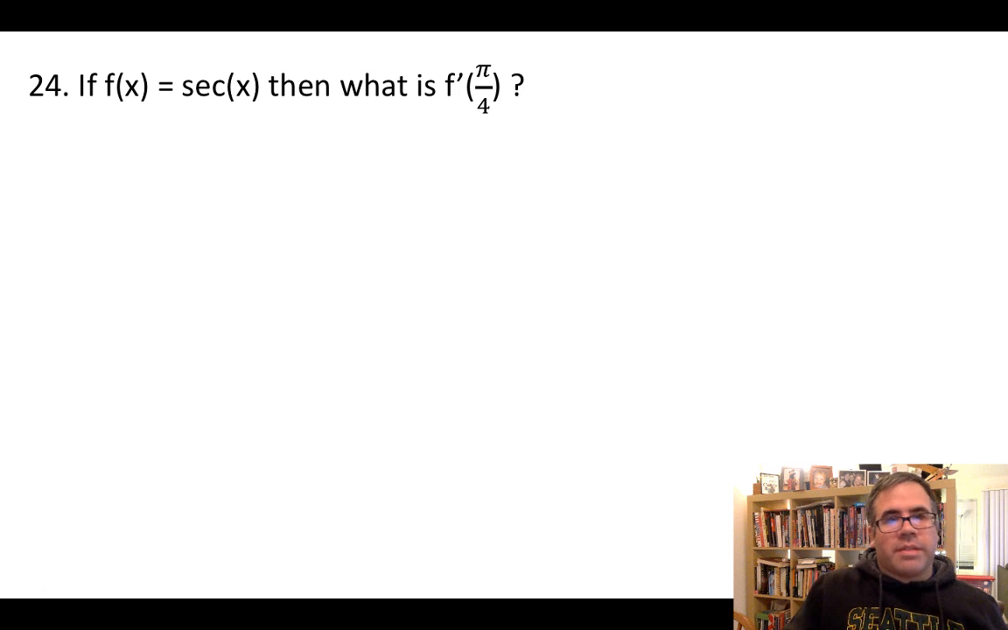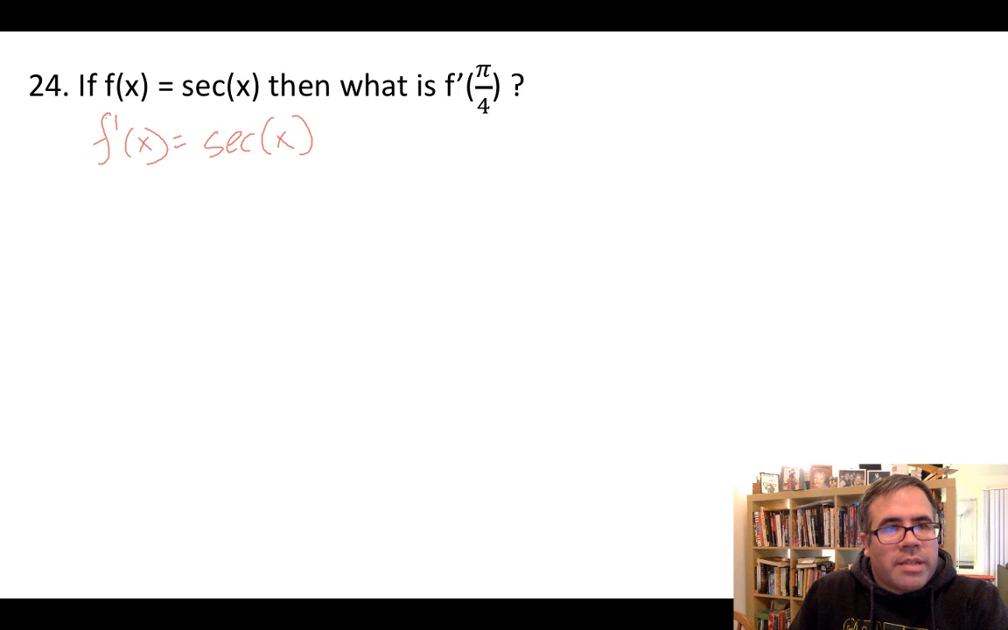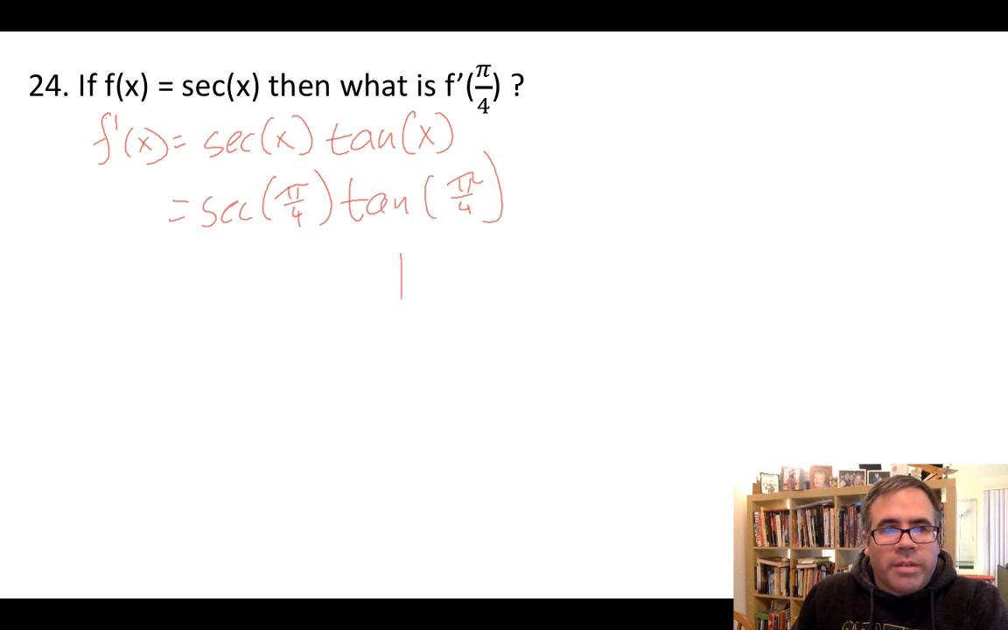And then our last for this test. If f of x equals the secant of x, then what is f prime of pi over 4? Well, we find f prime by just taking the derivative. Derivative rules, the derivative of secant is secant x tangent of x. And then we plug in pi over 4. Tangent of pi over 4, that's just 1.